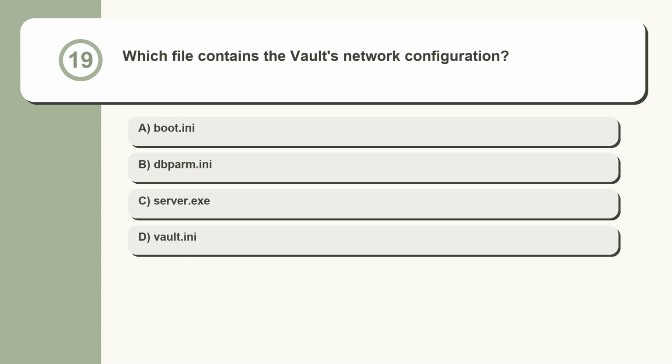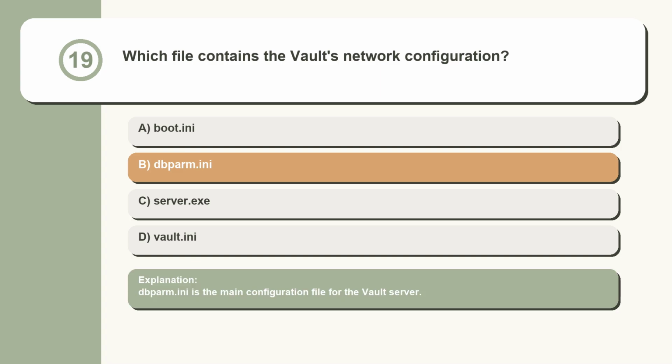Question 19. Which file contains the vault's network configuration? boot.ini, barm.ini, server.exe or vault.ini. barm.ini is the main configuration file for the vault server.